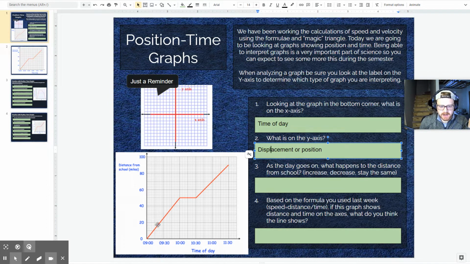So let's try to read this. Let's see where it increases, where it decreases, and where it stays the same. If we start down here at 9 o'clock, we haven't moved.